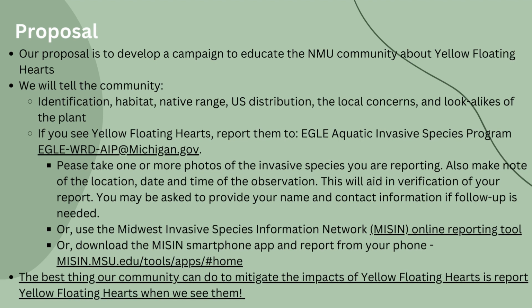So one proposal that we have to stop the invasive species, the yellow floating heart, is to develop a campaign to educate the NMU community about yellow floating hearts. What we'll tell the community is identification, habitat, native range, U.S. distribution, the local concerns, and lookalikes of the plant. Please take one or more photos of the invasive species that you're reporting. Also make note of the location, date, and time of the observation. This will aid in verification of your report. You may be asked to provide your name and contact information if follow-up is needed, or use the Midwest Invasive Species Information Network to report the yellow floating heart.